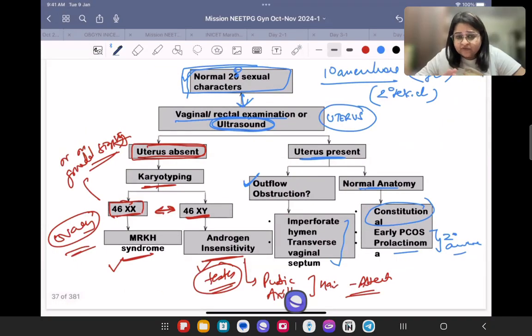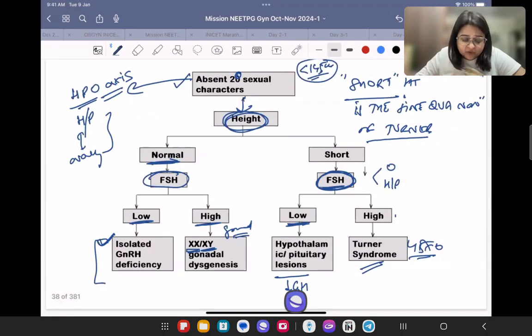So always look for secondary sexual characters. That's your first clue. If they are absent, that means the problem is in the HPO axis. The next thing to look for: if there is short height, which is a very big clue, it could be Turner's. If that is not given, look for the FSH value. FSH high means the problem is in the ovary, FSH low means the problem is higher up.